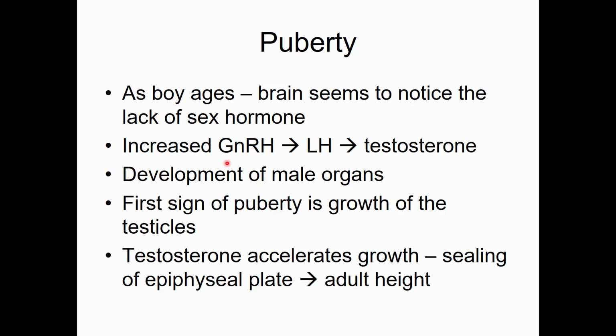So the hypothalamus starts to produce GnRH, then LH, and testosterone comes from the testes. And the male organs start to grow. So the first sign of puberty in a boy is a growth of the testicles, growth of the penis, appearance of pubic hair, appearance of axillary hair. Those things are part of the things going on with puberty. Testosterone accelerates growth, sealing of the epiphyseal plate, and males reach their adult height.